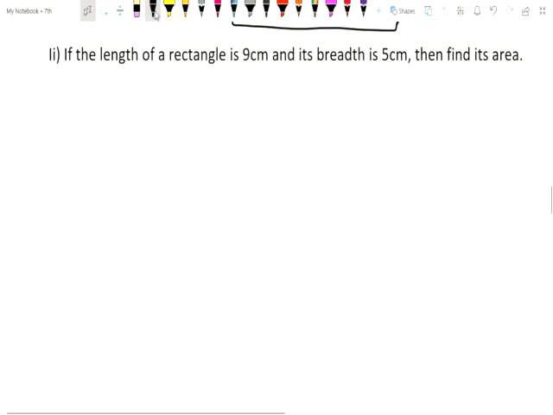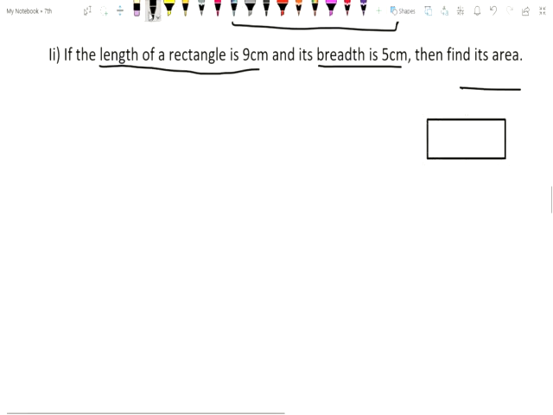See the next one. If the length of a rectangle is 9 centimeter and its breadth is 5 centimeter, then find its area. So what is given? Length and breadth is given. We need to find out the area of the rectangle. Here the length is 9 centimeter, breadth is 5 centimeter. This one we need to find.